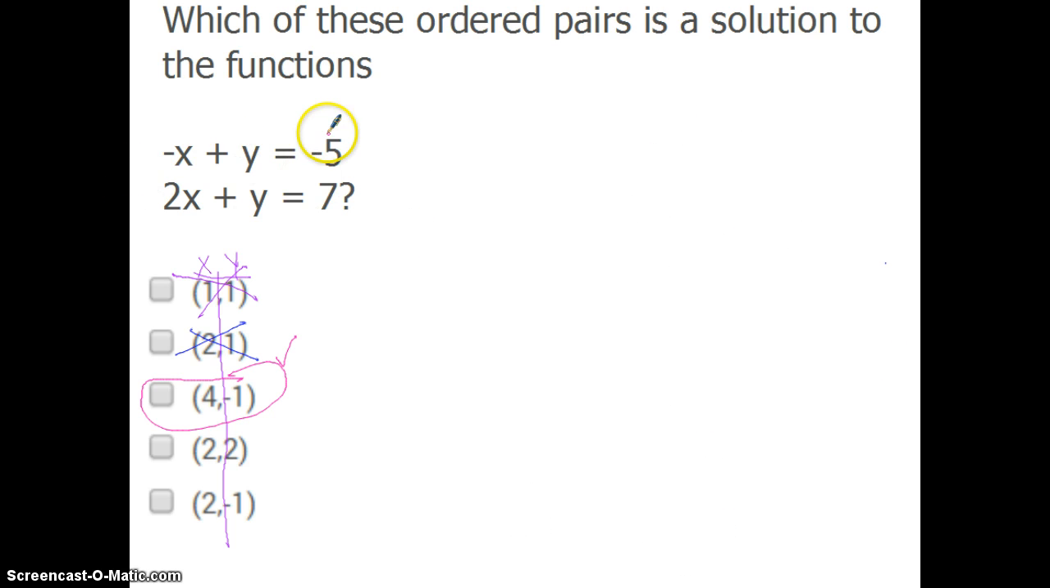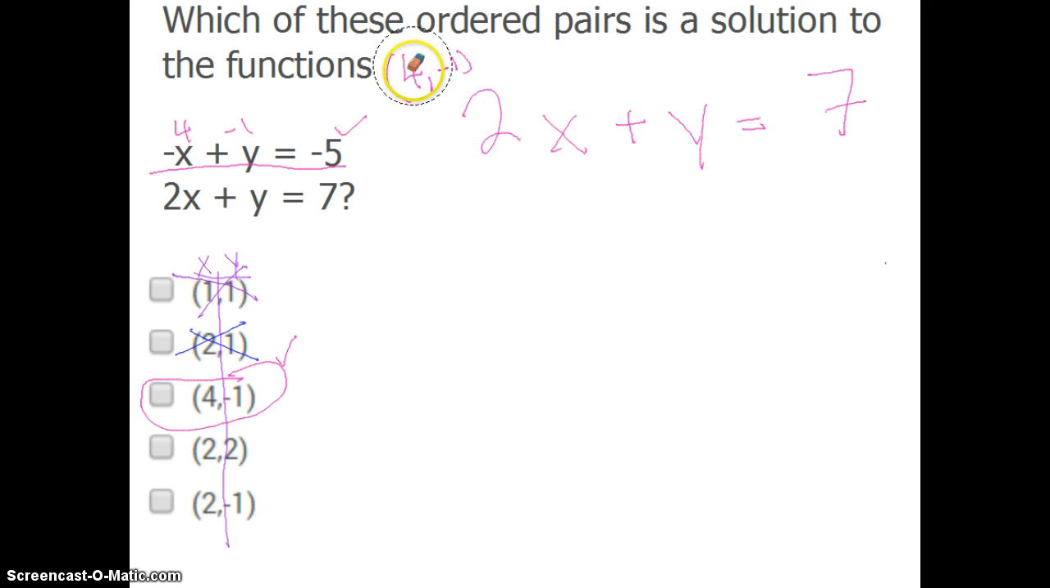So let's double check. Now the other function, so I've checked that this one works. Yes, because -4 minus 1 is -5. But I need to check this one. 2 times x plus y, does that equal 7 when x is 4 and y is -1? Okay, so I'm going to replace the x right here. I replace the x with the number 4. So instead of 2 times x, it's now 2 times 4. And I'm going to replace the y, replacing the y with the number -1.